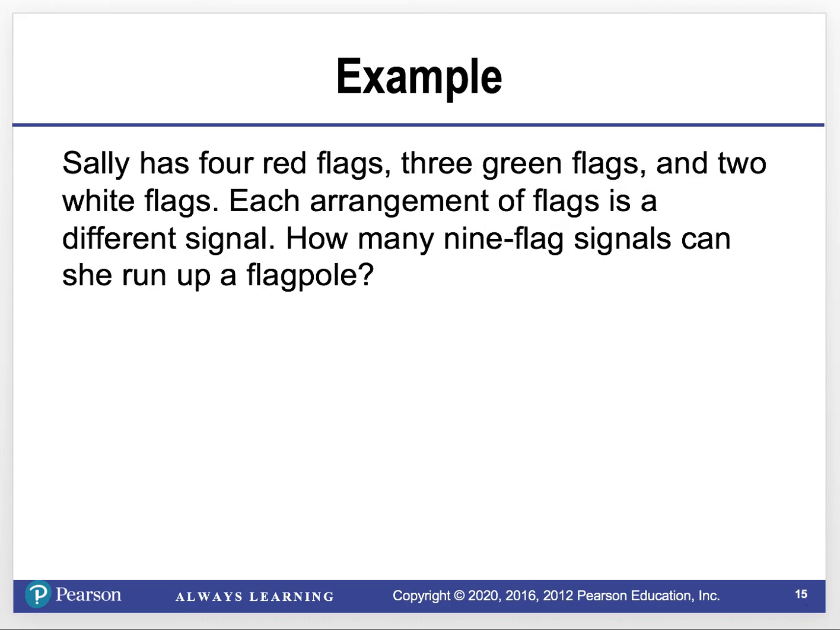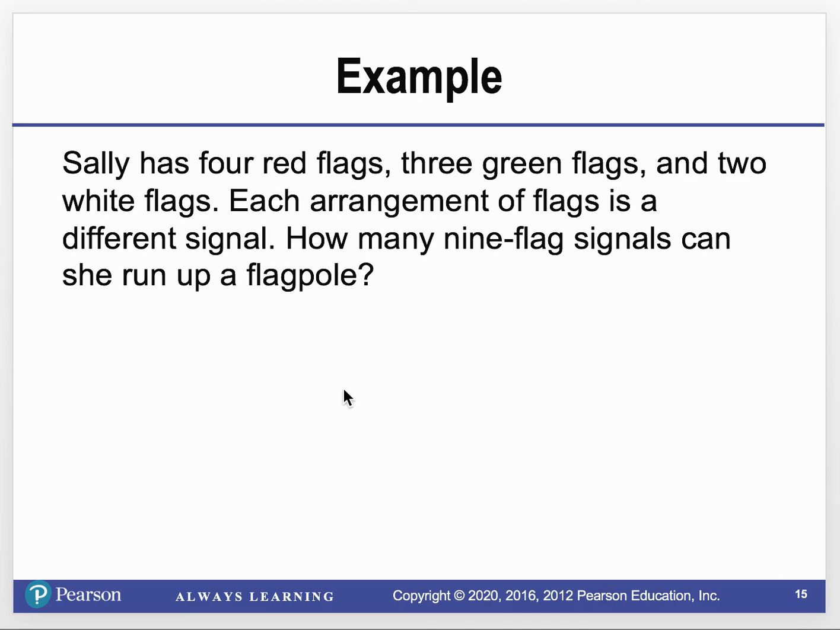Okay, Sally has 4 red flags, 3 green flags, and 2 white flags. Each arrangement of flags is a different signal. How many 9 flag signals can she run up the flagpole? Notice they mentioned arrangement, but we've got some like items here. This is a permutation, but it's a permutation of like items.